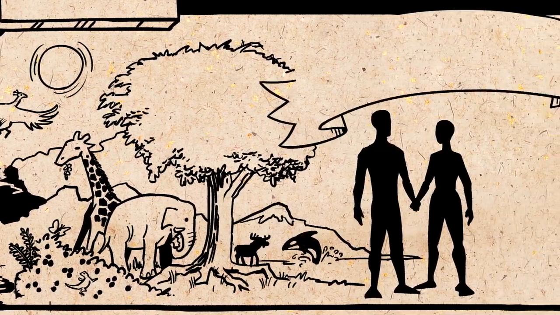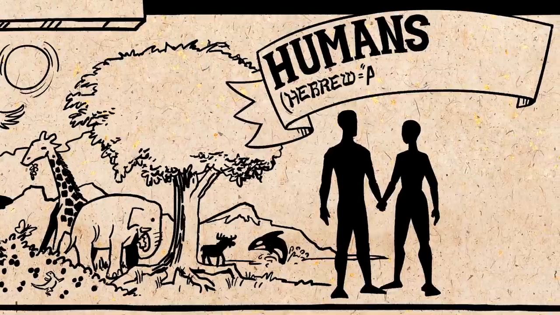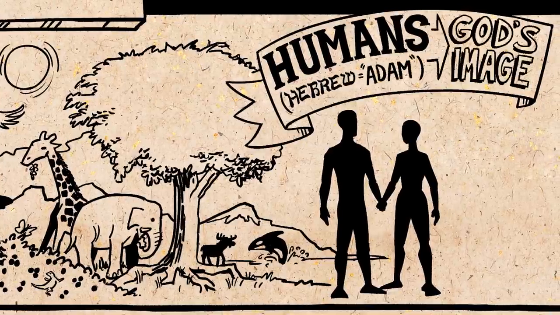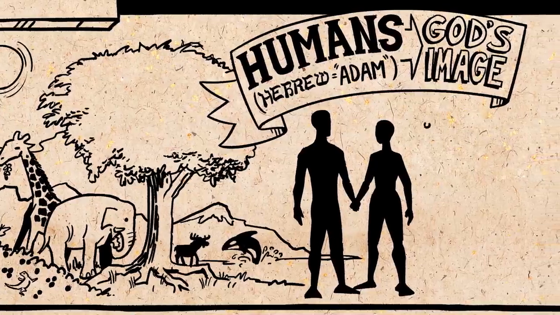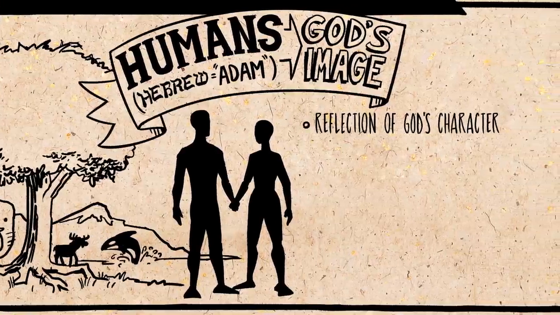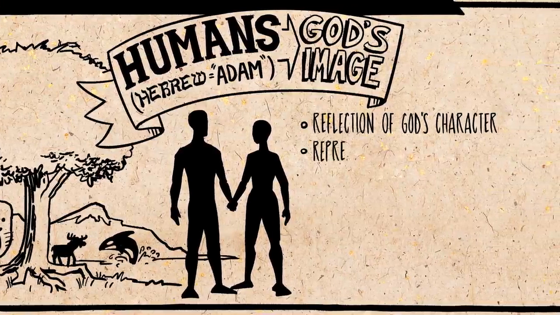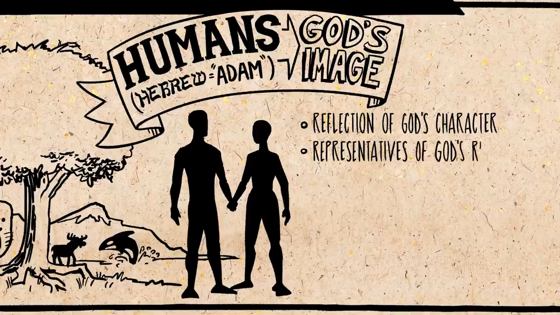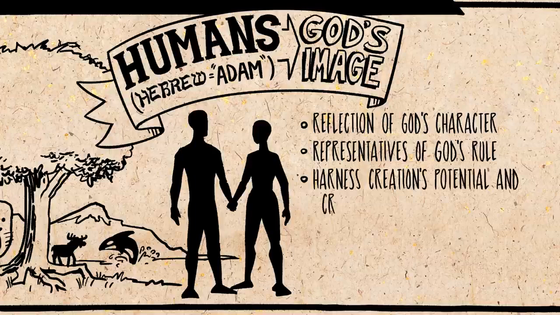And God makes these creatures called humans, or Adam in Hebrew. He makes them in his image, which has to do with their role and purpose in God's world. So the humans are made to be reflections of God's character out into the world, and they're appointed as God's representatives to rule his world on his behalf, which in context means to harness all of its potential, to care for it, and make it a place where even more life can flourish.